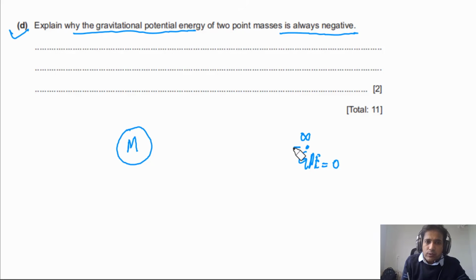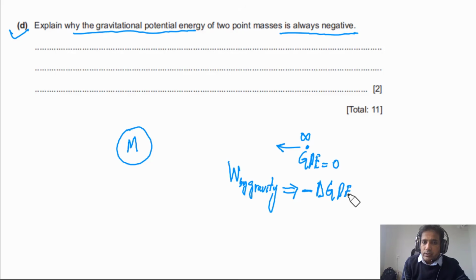So now if we go this way, gravitational force is an attractive force. So work will be done by the gravitational force. As work is done by the gravitational force, the gravitational potential energy will decrease. So we need to understand, when work is done by gravity, this is equal to the negative change in GPE. So then the change in GPE is negative. If the work is done by gravity, that is equal to the negative change in GPE.